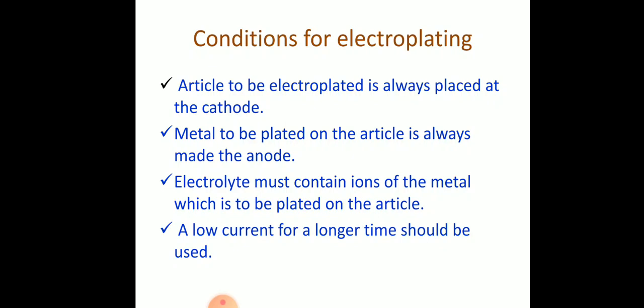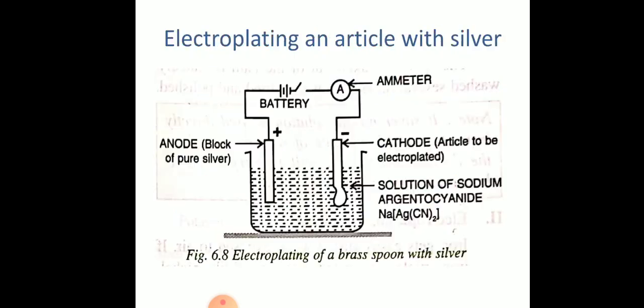So the electrolyte that you take must contain ions which will deposit on the cathode. For example, if you want to deposit silver, the electrolyte must contain silver ions. Next, a low current for a longer time should be used. So a low current is used for a longer time in the case of electroplating.